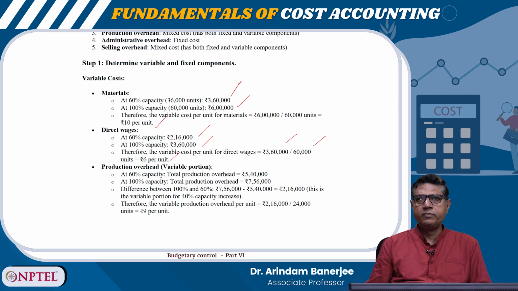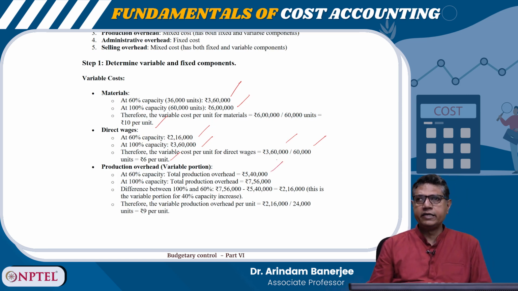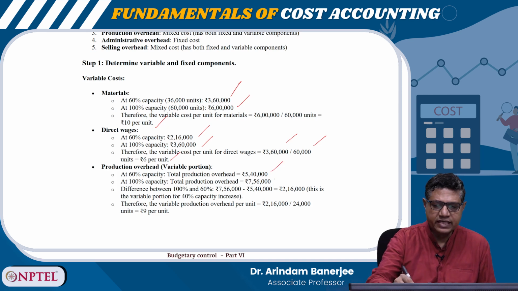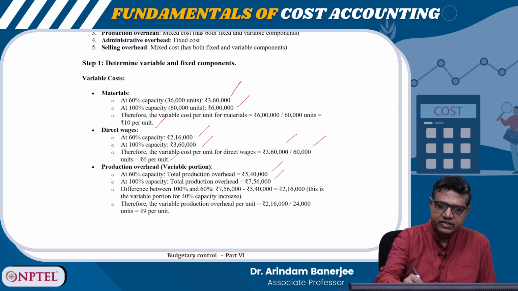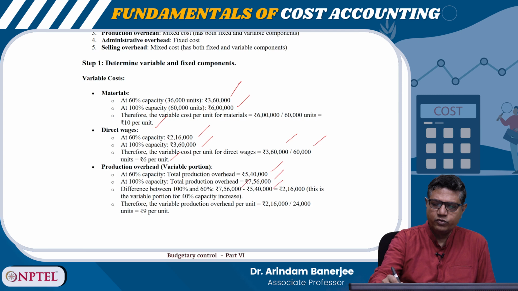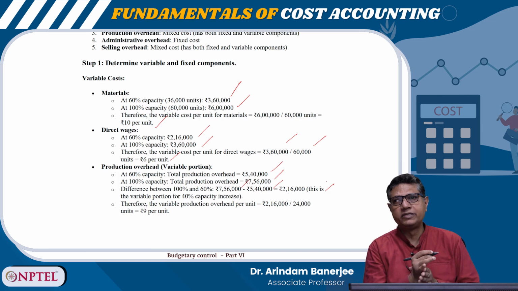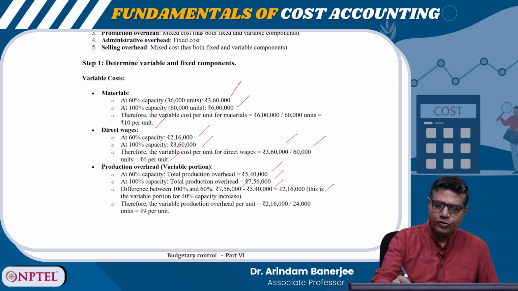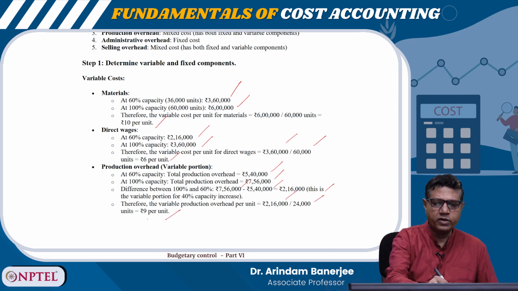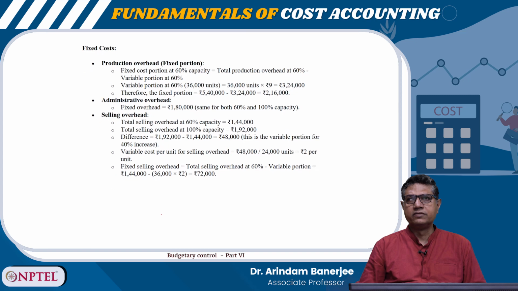Production overhead variable proportion: at 60% capacity, total production overhead 5 lakh 40. At 100% capacity, total production overhead 7 lakh 56,000. Difference between 100% and 60% is 7 lakh 56,000 minus 5 lakh 40,000, so 2 lakh 16,000. So, this is the variable portion of 40% capacity increase. Therefore, the variable production overhead per unit will be 2 lakh 16 by 24,000, so 9 per unit, right.